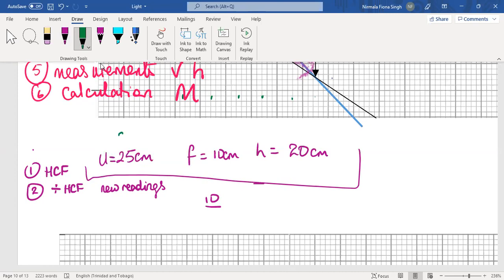25 divided by 10 will be 2.5. So your U on the drawing will be 2.5 centimeters. 10 divided by 10 is 1 centimeter. So that means on your drawing, your focal length will be 1 centimeter. And your height of your object, 20 divided by 10, will be 2 cm. So if you see, these numbers are kind of similar to what we had before, and it's going to now fit on our graph page. But please, you all have to be careful to convert back when you are done. So third step, draw as normal.